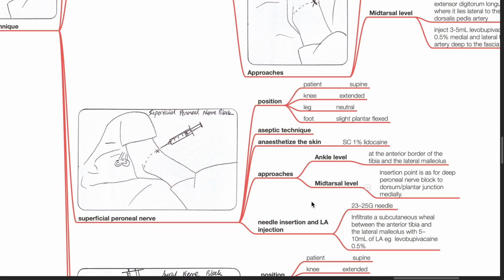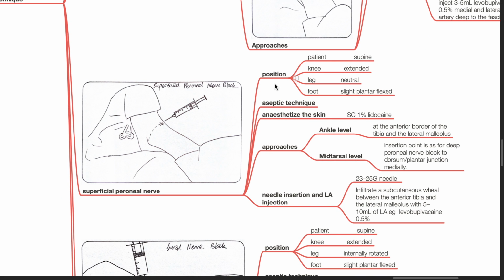Superficial peroneal nerve block. The patient should be supine with the knee extended, leg in neutral position and the foot slightly plantar flexed. Use aseptic technique and anesthetize the skin. Approaches. At the ankle level, at the anterior border of the tibia and lateral malleolus, or at the mid-tarsal level, insertion point is as for deep peroneal nerve block to the plantar junction medially.